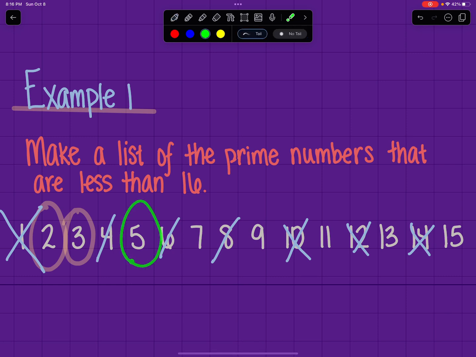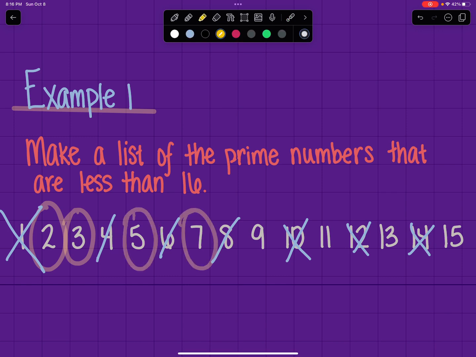That can be divided only by 1 and itself, so that's another prime number. 7 we said was prime. How about 9? The factors are 1 and 9, but what else? If you remember your multiplication facts, 3 times 3 makes 9. So that is a composite number, and we can cross that out.